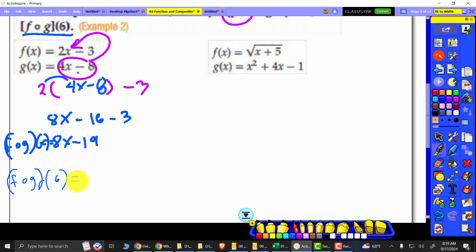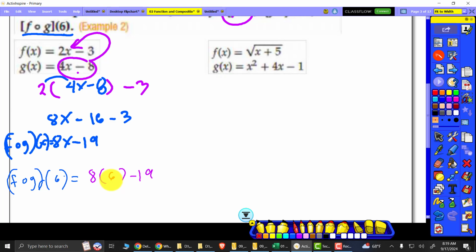So what do you mean by this? What do you think will be the meaning of f of g at x? Replace which one? Alright, replace your x by 6. And there we go.